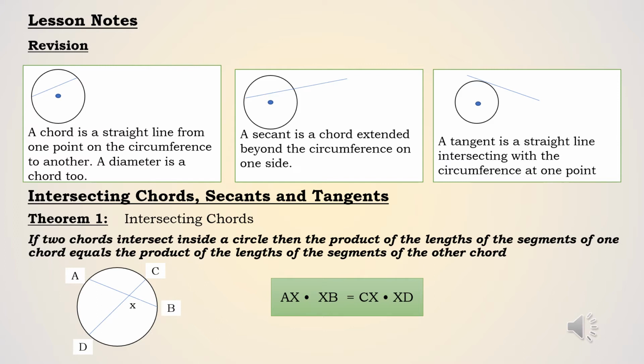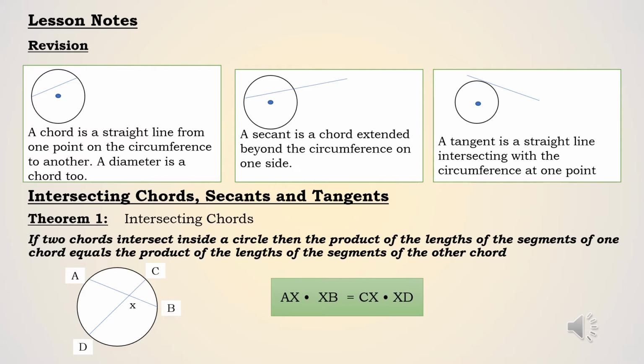Now, in the diagram, you can see the chord AB, and that is actually divided into two parts. The first part is AX and the second part is XB. Likewise, the chord CD is also divided into two parts, CX and XD. So according to the theorem, the product of the lengths of the segments of one chord.